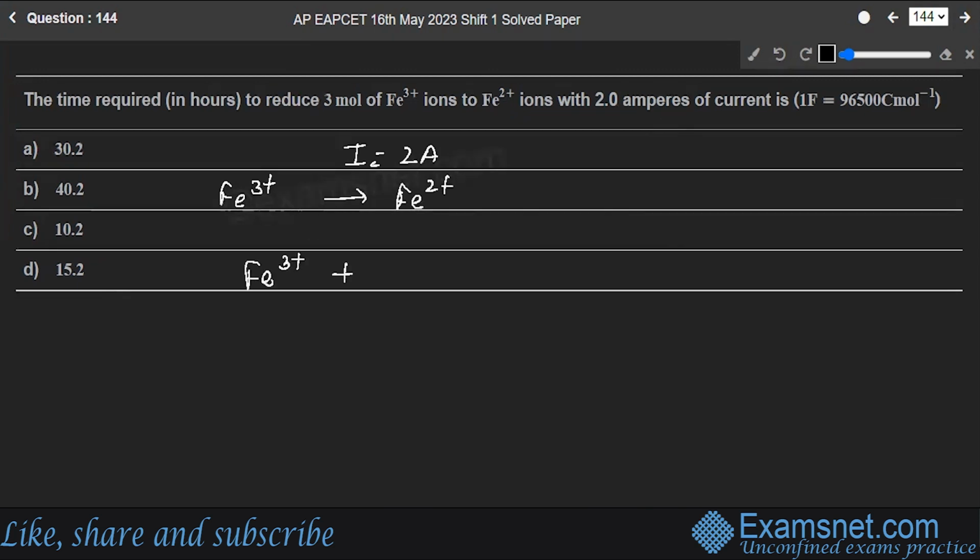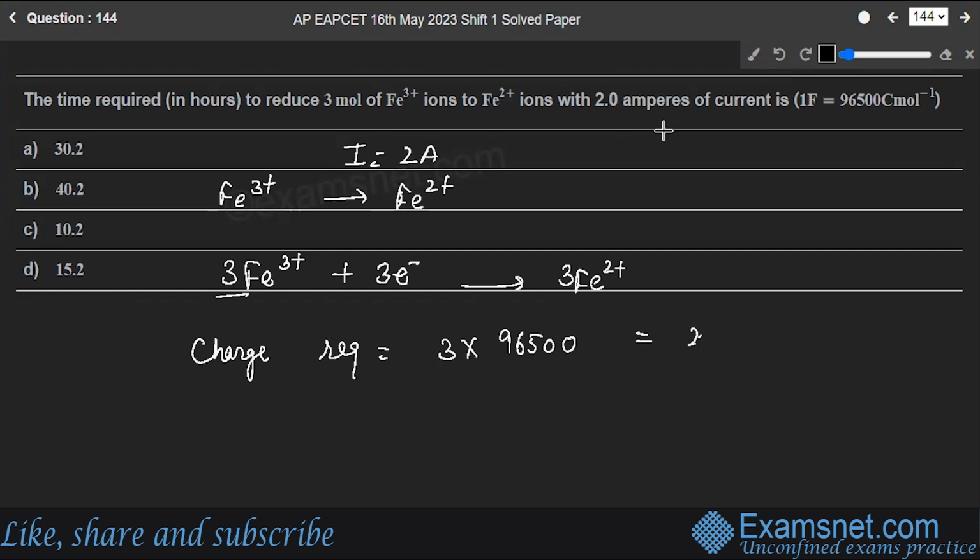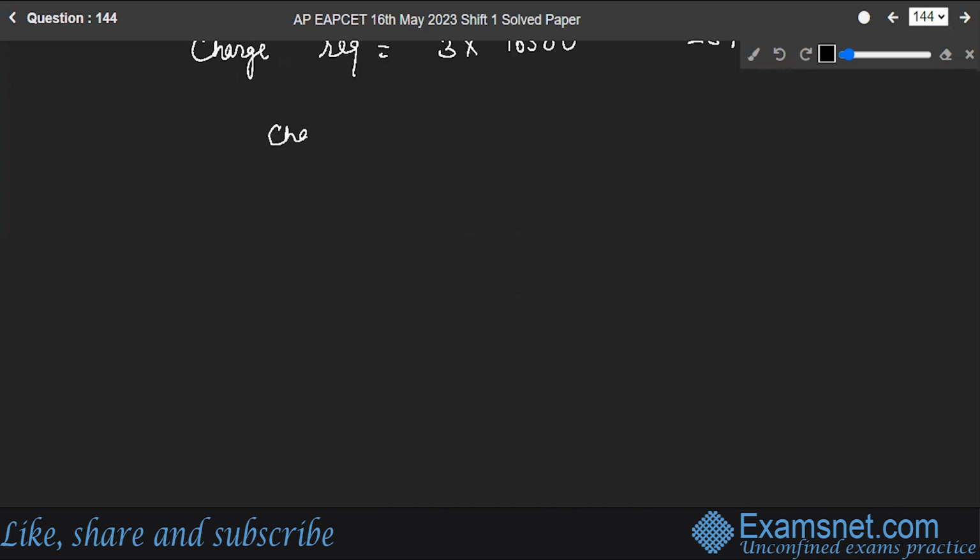So ferrous, if I'm adding 3 electrons to it, I will get ferric ions. Ferric, I'm adding 3 electrons to it, I'm getting ferrous ions. So here will be 3, here will be 3. Gives the balancing. Charge required, because 3 ions are involved, so charge required will be 3 into 96500. That is equal to 289,500 coulombs.